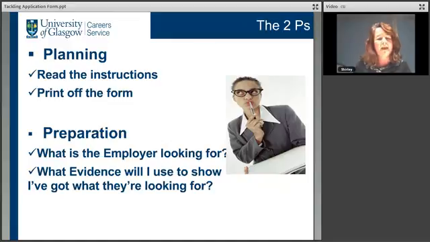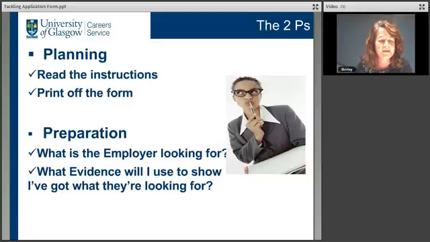Even before you put pen to paper, it's important to spend time with the 2 P's, planning and preparation. Firstly, you want to read the instructions on the form. Print out a copy so that you get an overview of the whole form and look at the different types of questions.